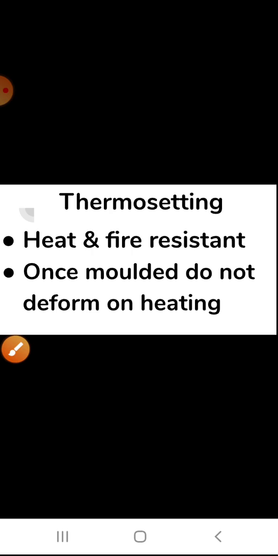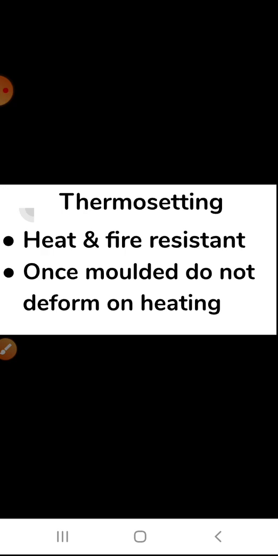Okay, now thermosetting. Thermosetting, heat and fire resistance. So it can also tolerate the heat and fire. Thermosetting plastic, once molded, does not deform on heating. Like if that plastic has taken one shape, if the cooker handle is slant, it will remain like that only. Okay, it will not change its shape on heating. Okay, so these plastics do not deform easily on heating. That is why electric switches, crockery, utensils we make from this type of plastic.